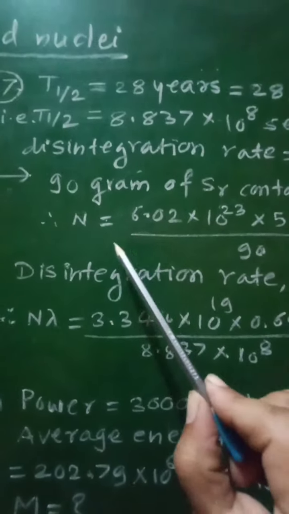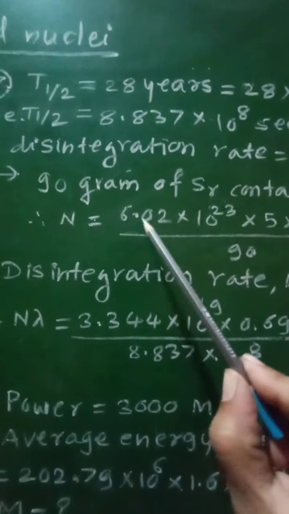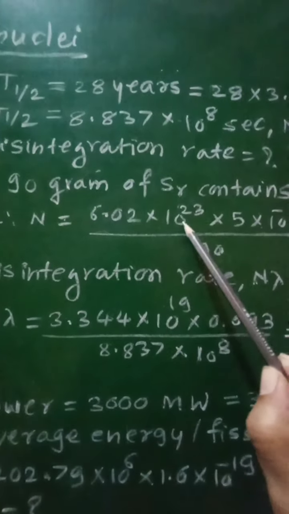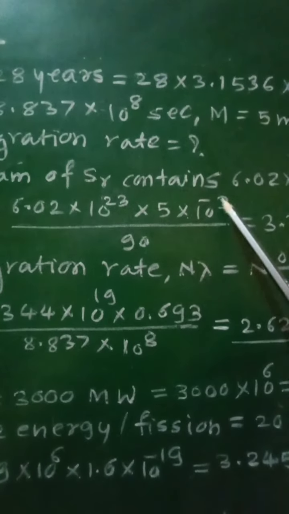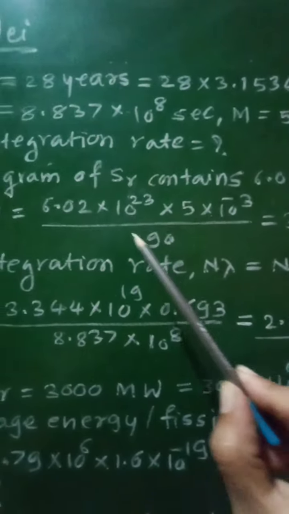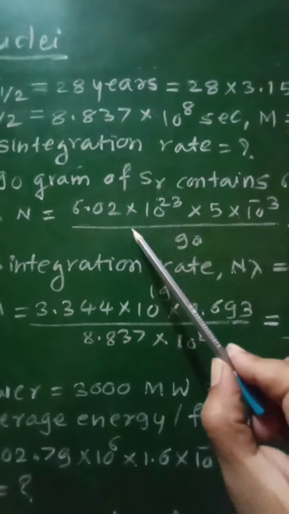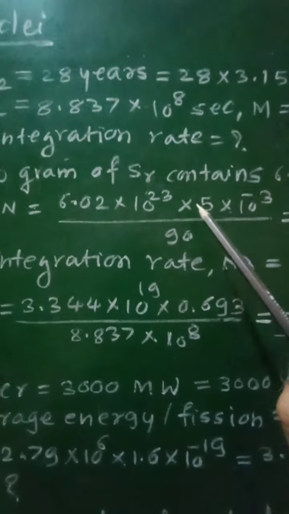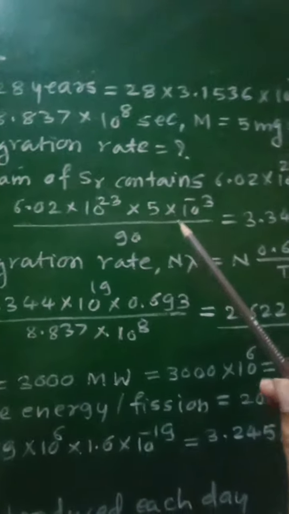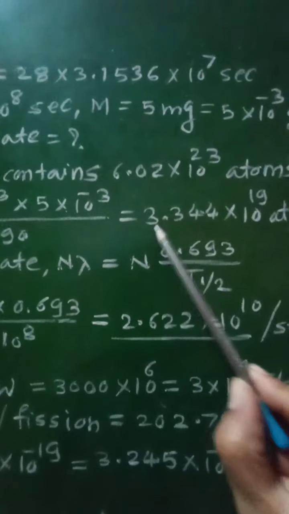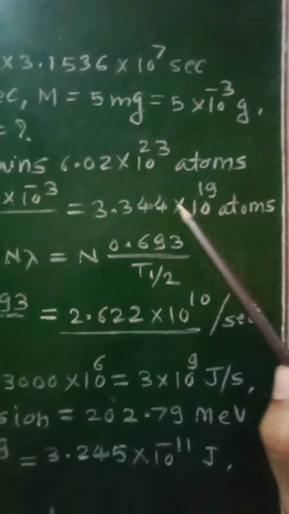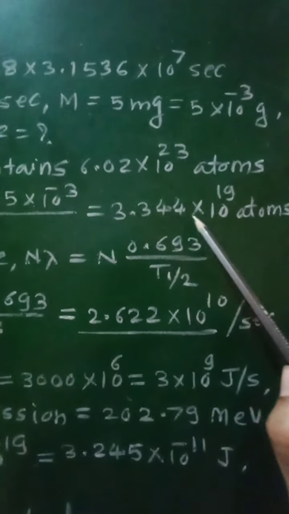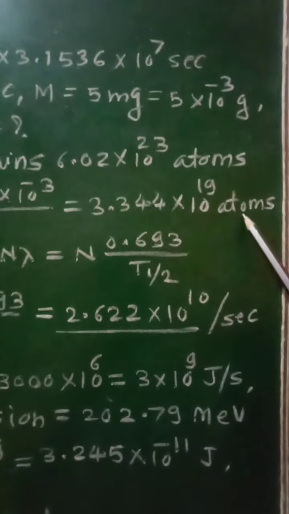number of atoms n will be equal to 6.02 into 10 raised to 23 into 5 into 10 raised to minus 3 divided by 90. So this will give us the number of atoms present in 5 milligram. That comes out to be 3.344 into 10 raised to 19 atoms.